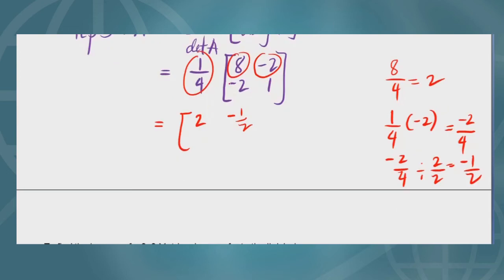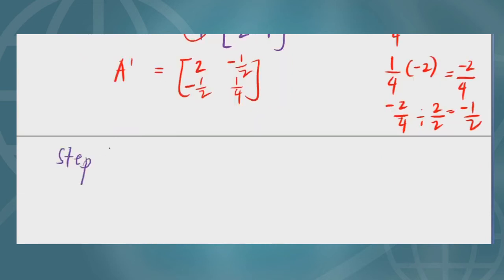Same thing. The next entry here is the negative 2 again. So the answer is the same process: 1/4 times negative 2 is negative 1/2. And then 1/4 times 1 is itself, 1/4. So this is now the inverse of matrix A.